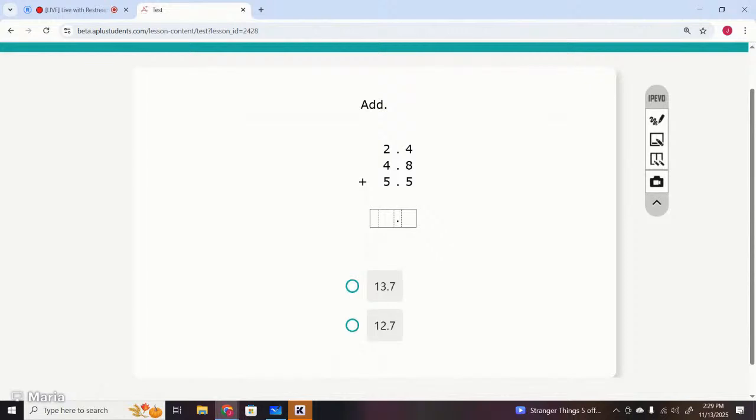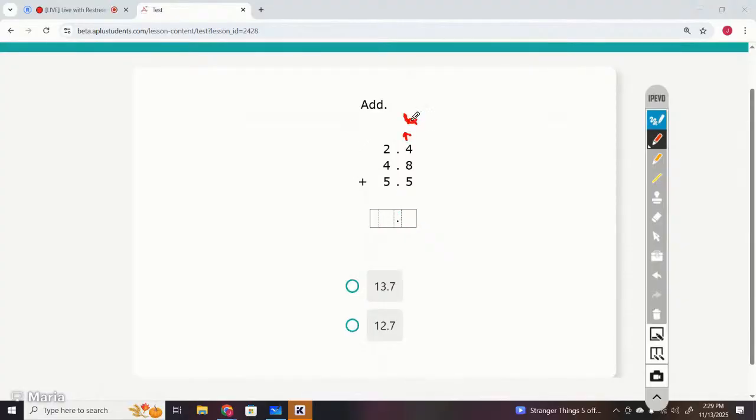Add 2.4, 4.8, and 5.5. So let's just add. We're going to start adding from the digits that are at the 10th position, right? So let's just add. 8 plus 5 is 13, 14, 15, 16, 17, right? 7 and carry 1.